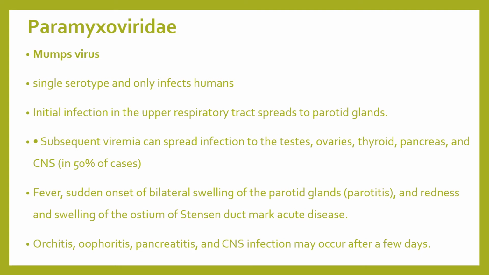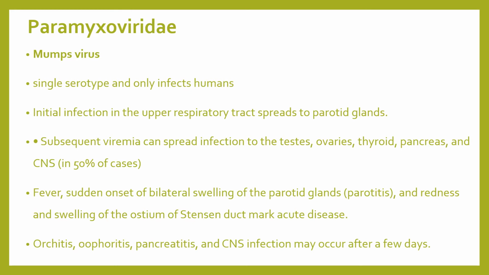This is again like measles. It has a single serotype that infects only humans. Infection in the upper respiratory tract spreads to the parotid glands. Subsequent viremia can spread into the testes, ovaries, thyroid, pancreas, and CNS in 50% of cases. If these organs are infected, they can have problems with the testis or ovary, with a complication of infertility. The thyroid can develop hypothyroidism, the pancreas insulin insufficiency, and the CNS encephalitis.